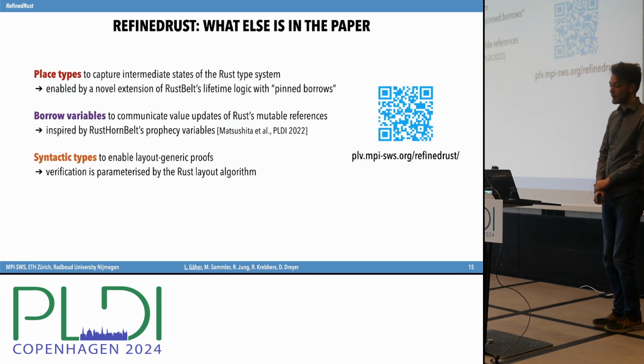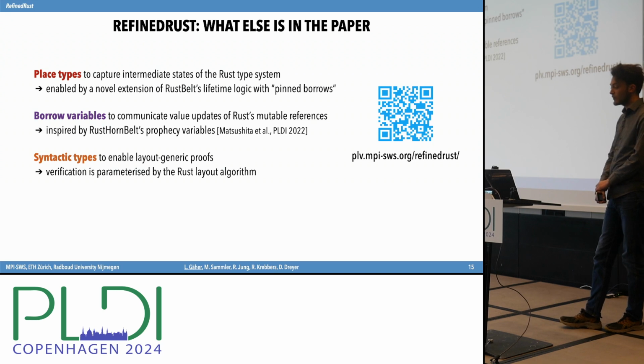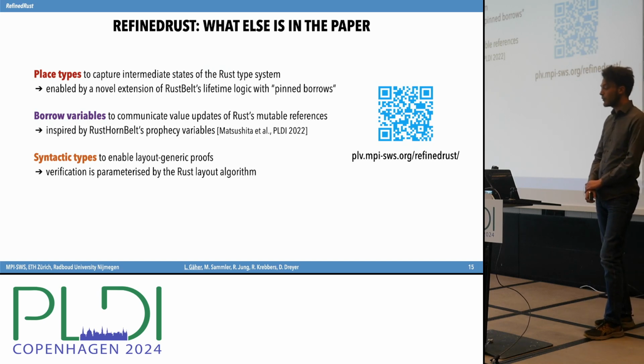Okay. In the paper, you can find a lot more details on the things I presented, mainly on the type system and the model of the type system, including several technical contributions, such as place types to capture intermediate states of the Rust type system in RefinedRust, more in-depth explanations of the borrow variables you saw in the getMut example, and syntactic types to enable layout generic proofs.